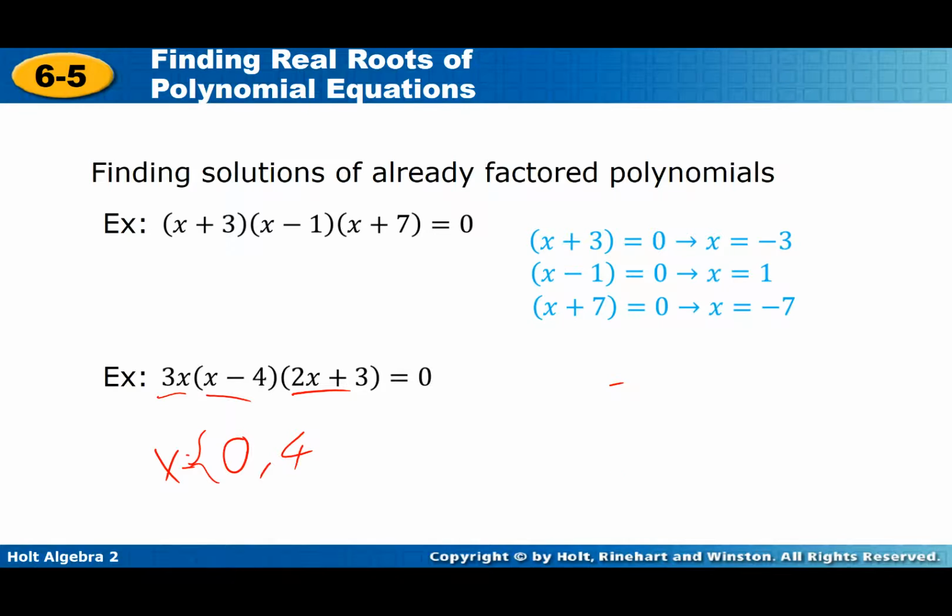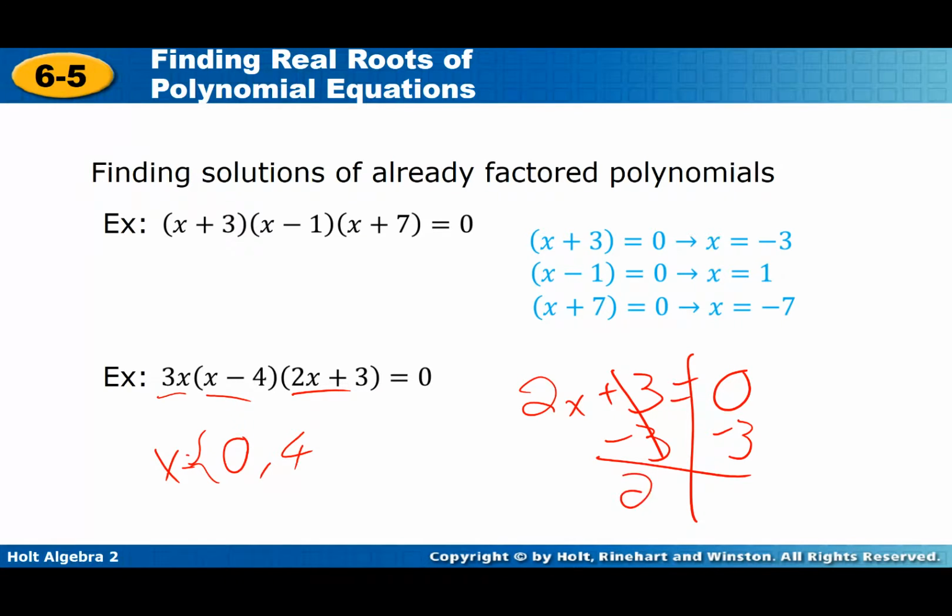And the one that's not so obvious, which is why I wanted to throw it in here, was the 2x plus 3. So again, it's not as straightforward as the other ones, because you are going to get a fraction here, but it works the same way. You take the 2x plus 3, set it equal to 0, and solve. So subtract 3, and then divide by 2, and you would get x equal to -3 over 2, -3 halves. So those are the 3 solutions from those 3 factors.